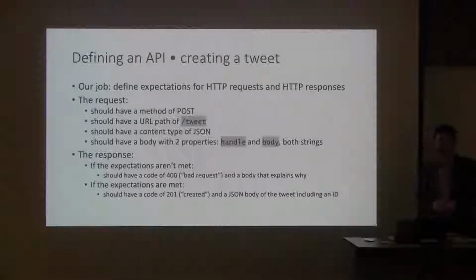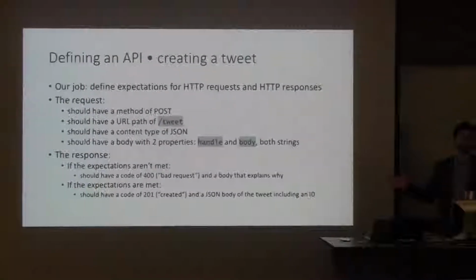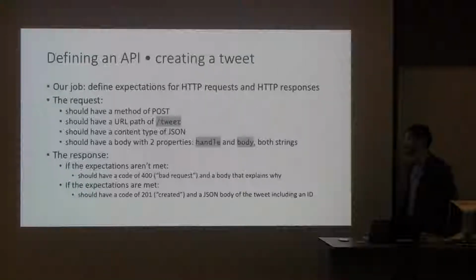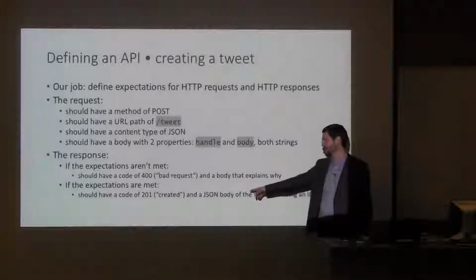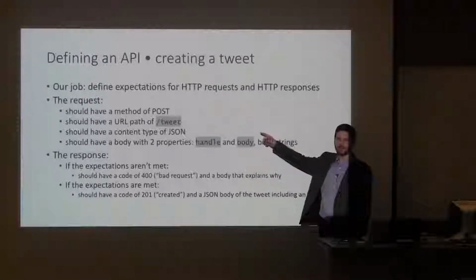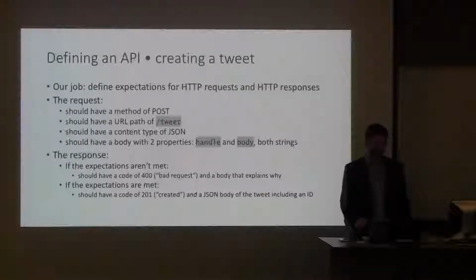If the clients were controlling the IDs, then 2 people could ask to create the same tweet with ID 3, and you'd have different definitions about which tweet that was. I'm using the shorthand here. I'm just saying JSON body. That's shorthand for having a content type header of JSON and then the body being such and such.